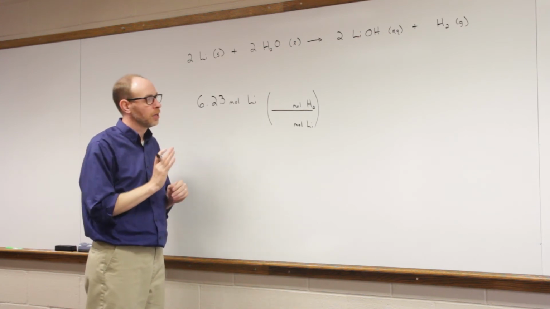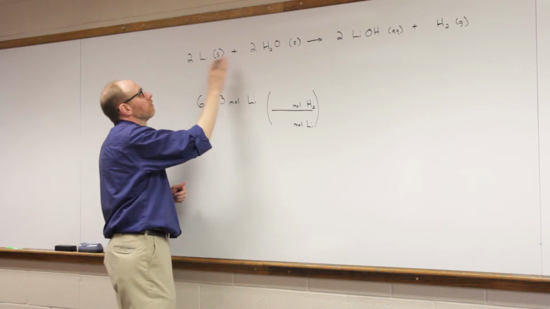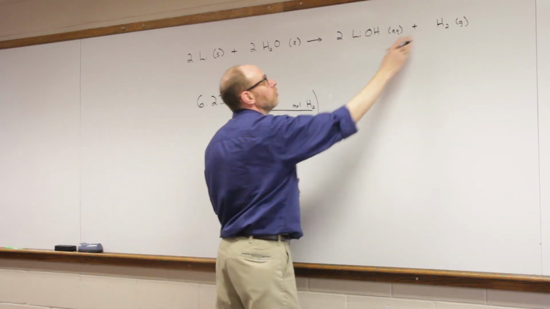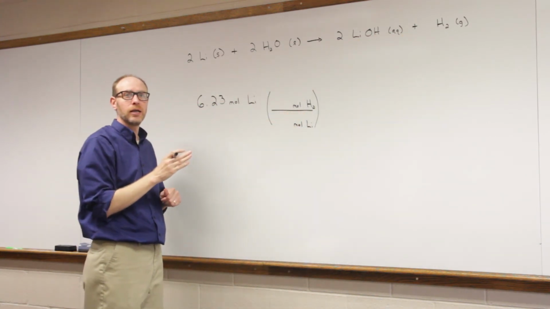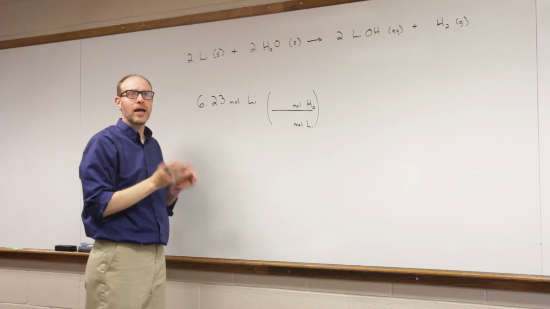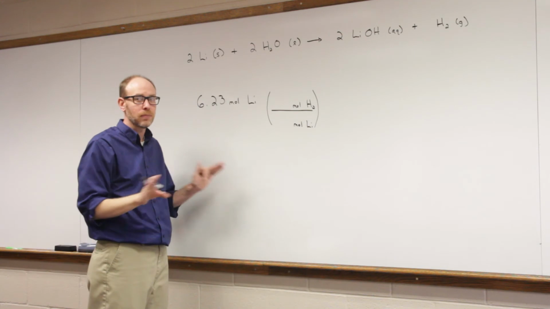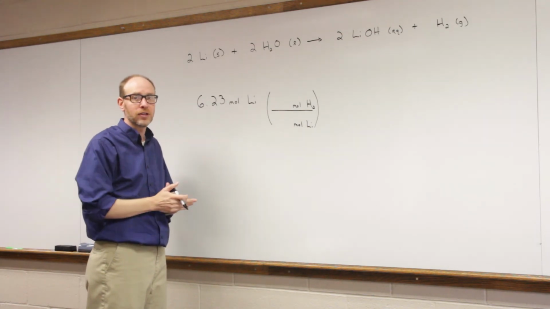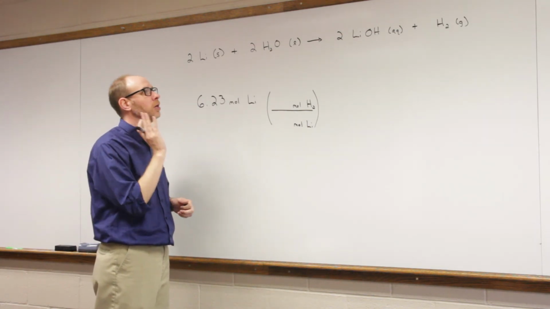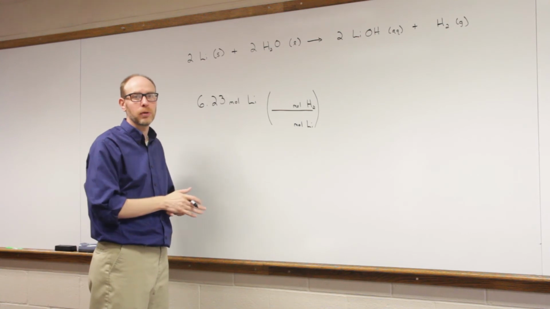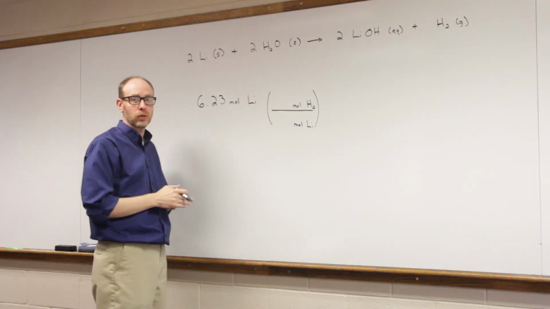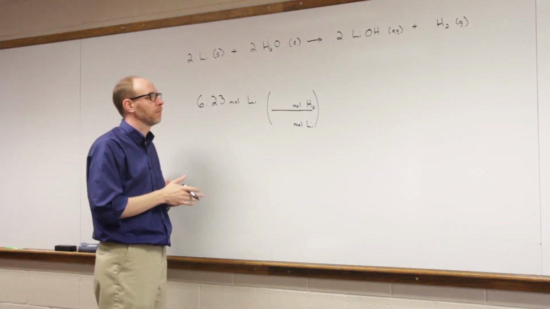Because the ratio of these coefficients that we're going to use in the stoichiometric calculation requires that the equation be balanced. If it's not balanced, that ratio is going to be wrong, it's not going to have any physical significance, and so what you calculate is going to be wrong. So always make sure that the equation is balanced, or check for that.